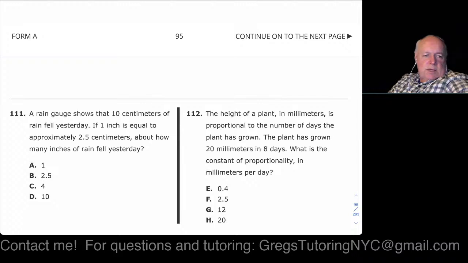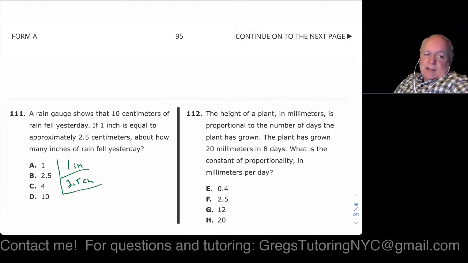A rain gauge shows that 10 centimeters of rain fell yesterday. If 1 inch is equal to approximately 2.5 centimeters. So this is my ratio. This is my unit rate. This is indirectly a constant of proportionality, although that's not really what they're testing in this question. So how many inches of rain fell yesterday?